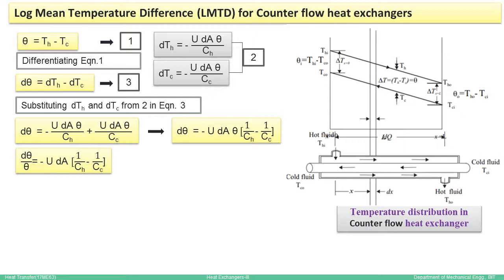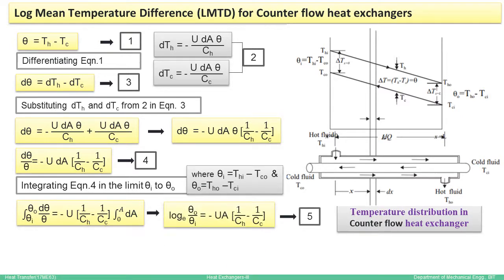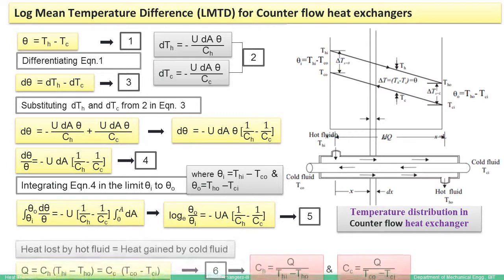You can observe the minus sign within the brackets, and we call this equation 4. And now integrating equation 4 within the limits theta i and theta o, where theta i is Thi minus Tco this time, and theta o is Tho minus Tci. Integrating, and again the right hand limit is 0 to A for A, we get log of theta o by theta i to the base e is equal to minus UA into (1 by Ch minus 1 by Cc), equation 5.